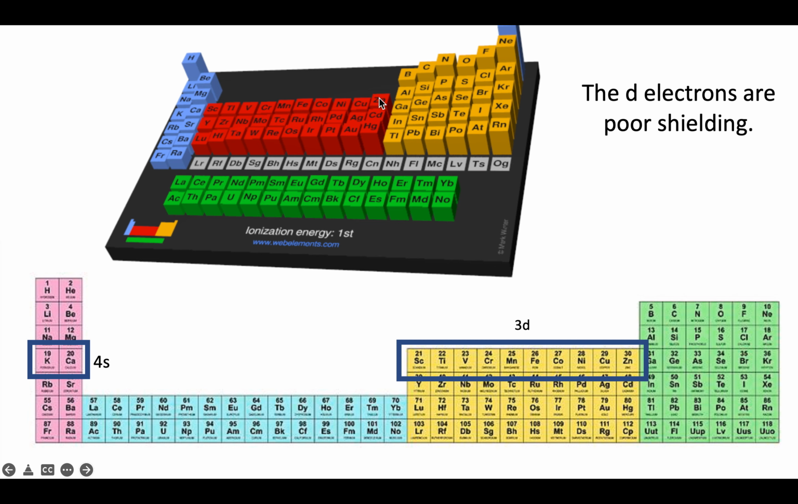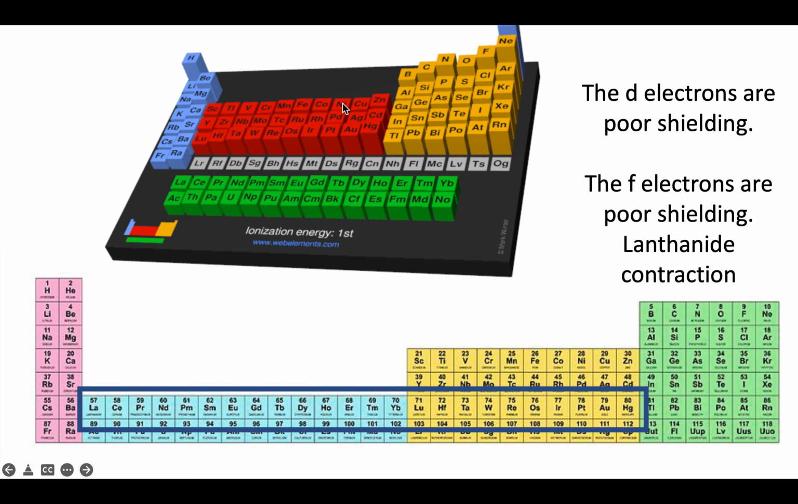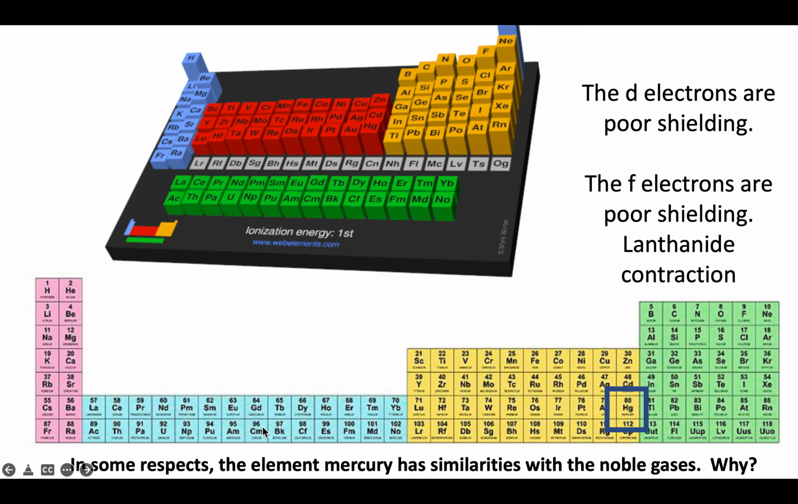So the key thing here is that we're increasing the number of protons. We're adding d electrons, sure, but because they're poor in shielding, the ionization energy is going up. That gets even more pronounced if I'm looking at something like mercury, because I've also then added preceding f orbitals, which are poor in shielding as well. This is what we described as the lanthanide contraction.